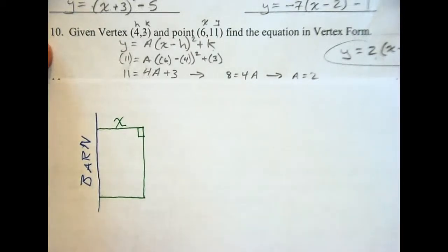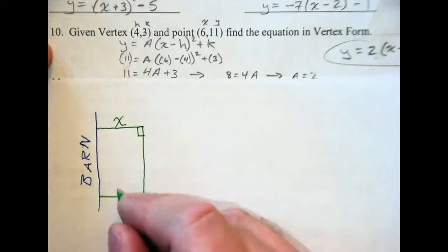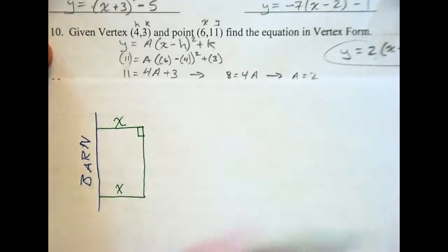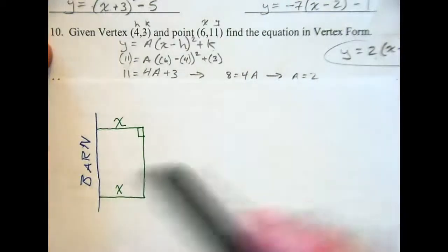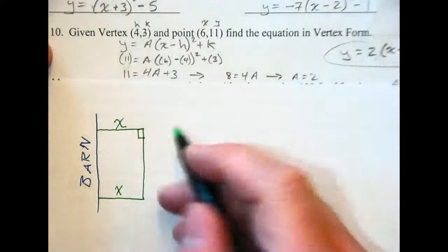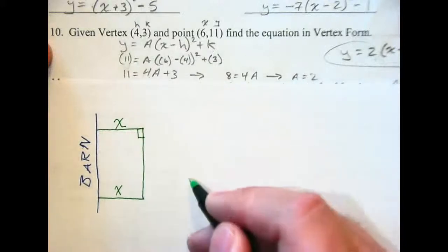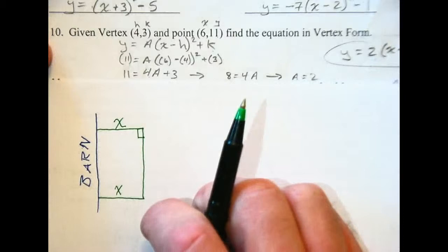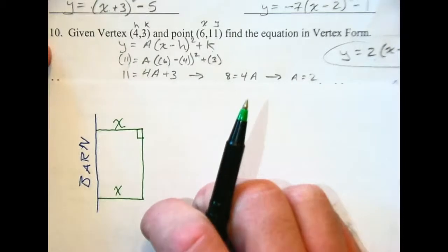Okay, yeah. The side parallel to X is X too. This side parallel to it is also X. So I have X. Now, I have 120 feet of fencing, right? If this is X and this is X, what is this? I want to go in terms of X. 2X.